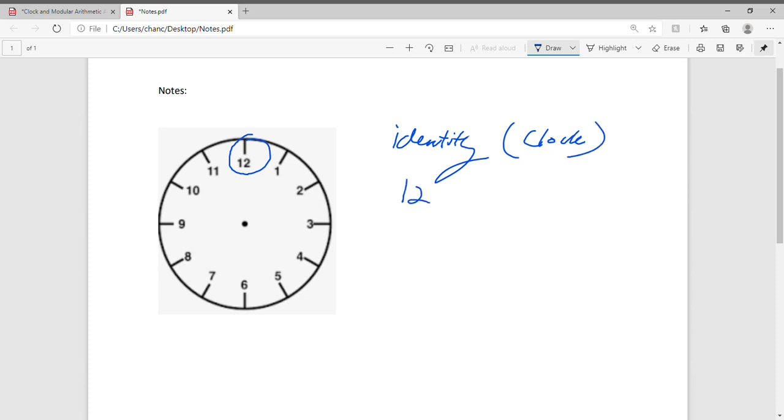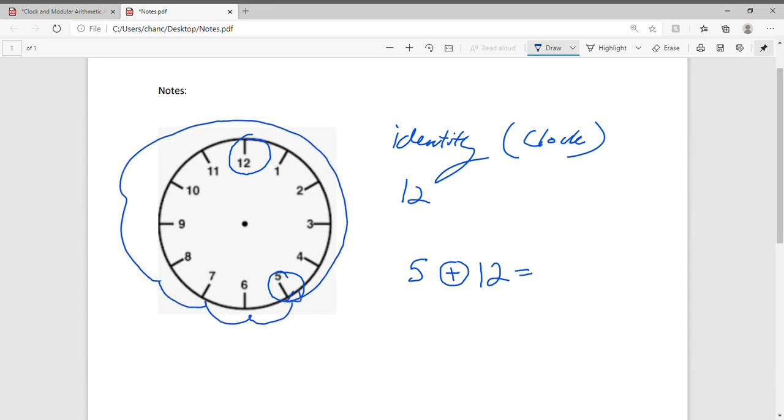12 acts like 0. For example, if I have 5 and I were to add 12 to it in clock arithmetic, I will end up at the same place. So 5 plus 12 equals 5 in clock arithmetic. So 12 is our identity.